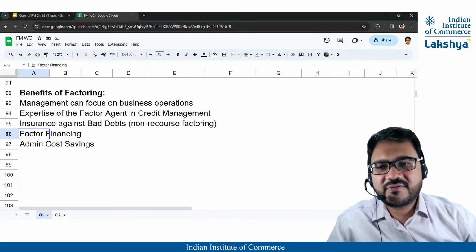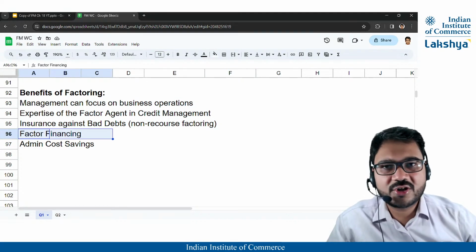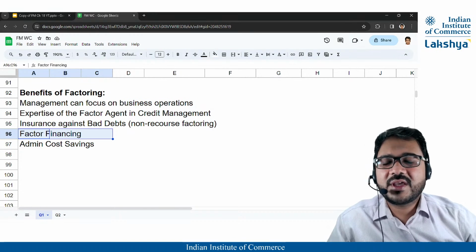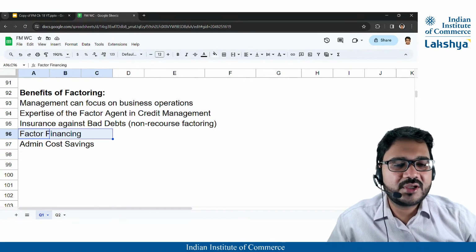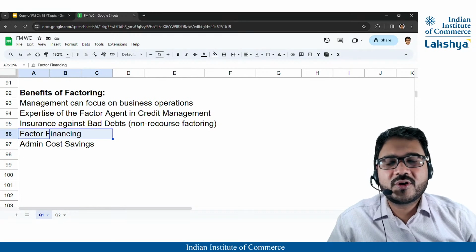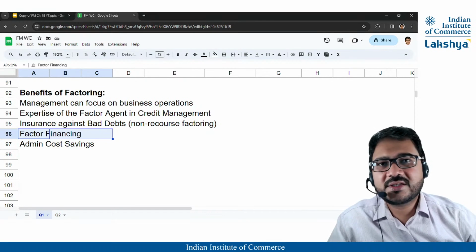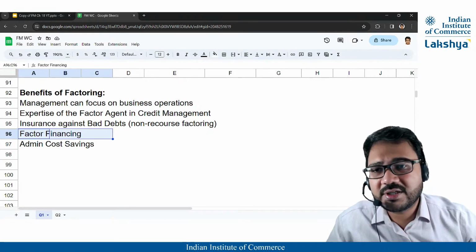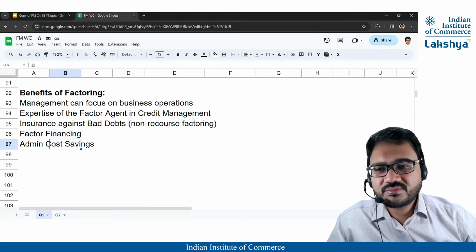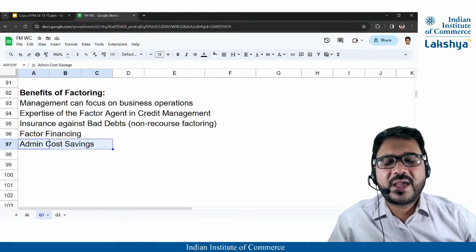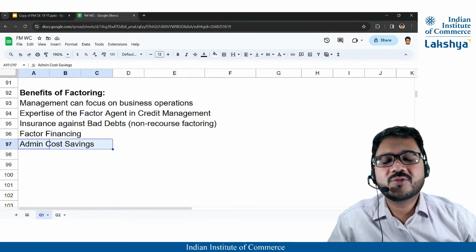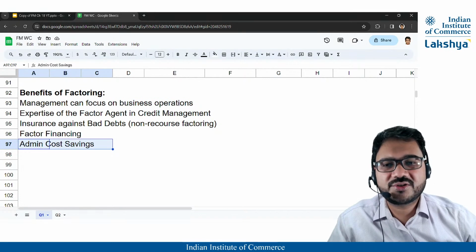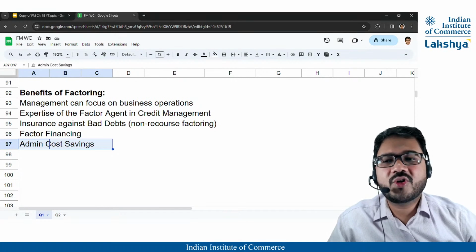Factor financing, we get financing also from it, so we need not approach a bank and give them some, what do you say, collateral. Nothing. You have a factoring agent, they are also providing you with financing, so that is going to help improve your liquidity as well. And admin costs are saved as you do not have to hire a team and pay salaries to a team that takes care of credit control, okay, or manages the credit risk. So all these are the savings.